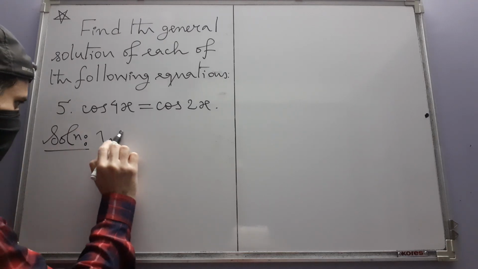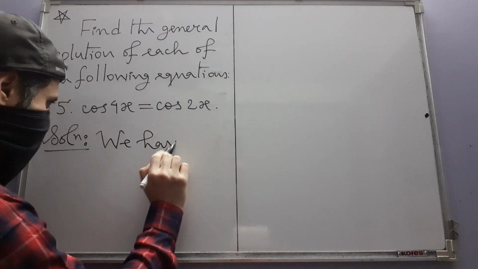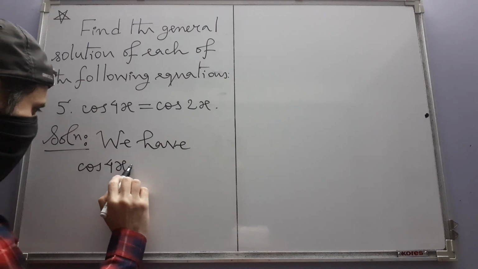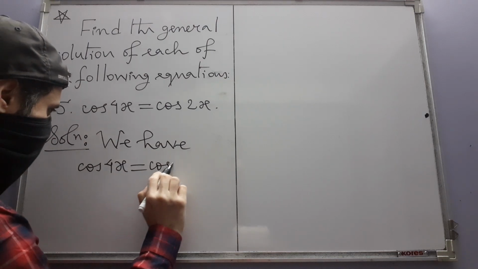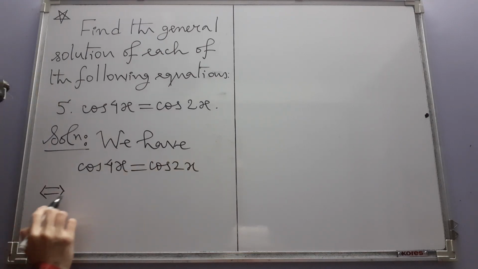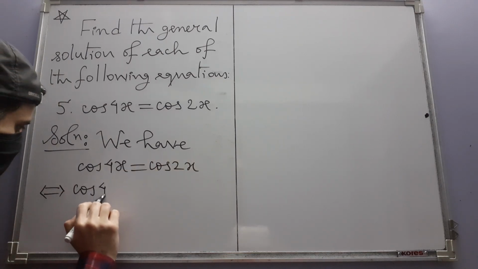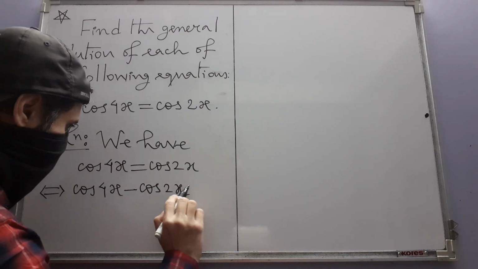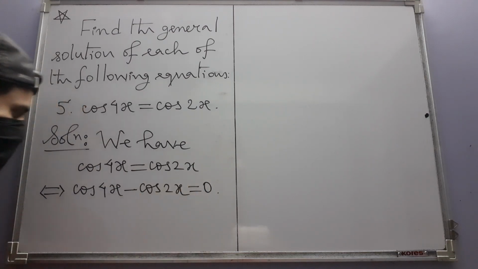Solution, we have cos 4x equals cos 2x if and only if cos 4x minus cos 2x equals 0.